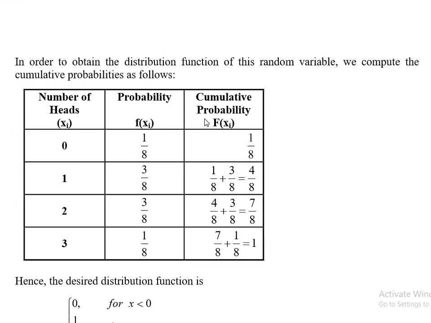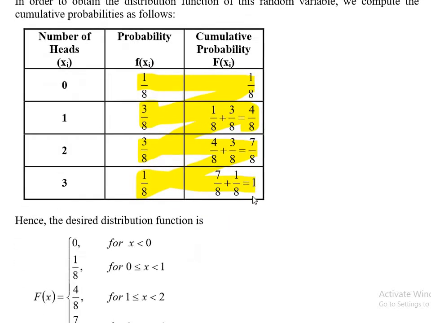Now, if I want to find the cumulative probability here, how can I find it? You see, this 1 by 8 is the same, but then we add 3 by 8 to 1 by 8 and write 4 by 8. So 1 by 8 plus 3 by 8 is 4 by 8. 4 by 8 plus 3 by 8 is 7 by 8. 7 by 8 plus 1 by 8 is 1. So the cumulative probability at the end will definitely give you 1, because the last one is the sum of all probabilities. It has to be 1.